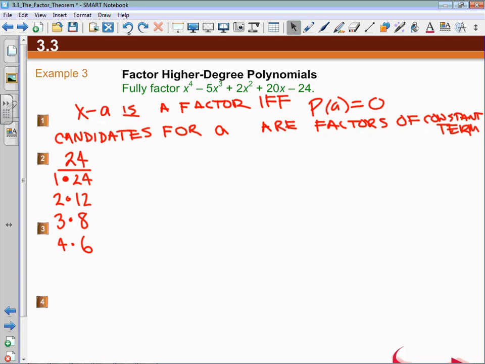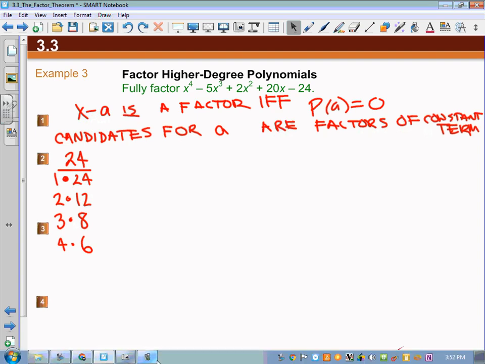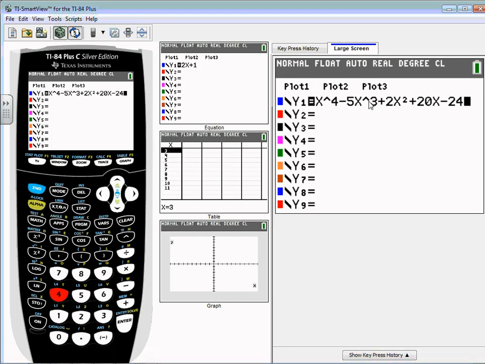So there is a workaround to this, which is using your graphing calculator. Quite frankly, you could use your graphing calculator and find the x-intercepts, and those are factors. But I want to show you how to do it with the kind of heart and spirit still in this 3.3 lesson. So you need your calculator, obviously, and I'm going to put the function in for y1.